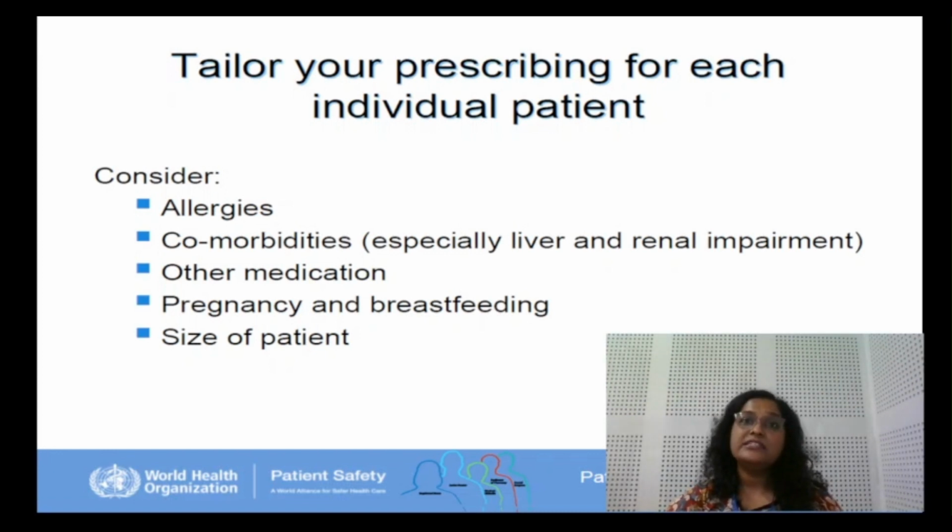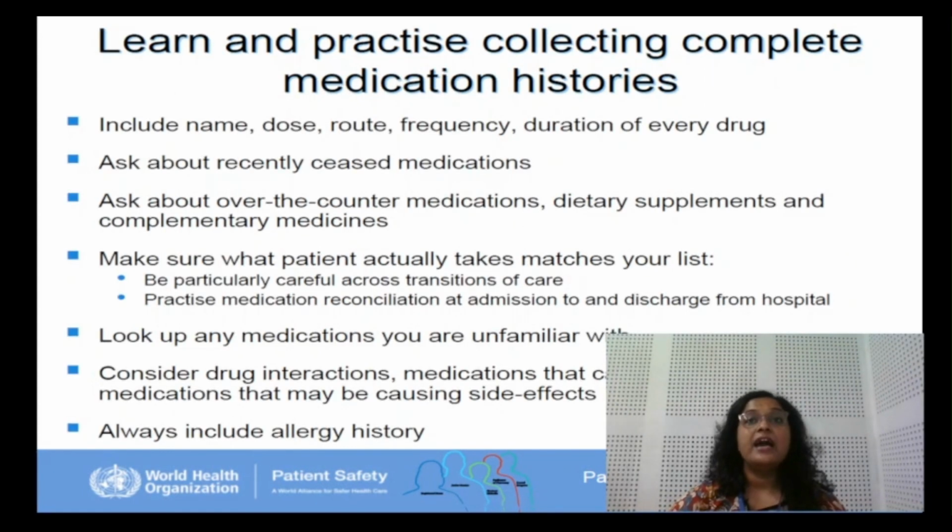These tie into the next way you can ensure medication safety, that is, habitually collecting complete medical and medication histories. Details of what medications the patient is already on, such as the drug name, dose, frequency, route, duration. All of this data must be collected for each and every drug that the patient is on.